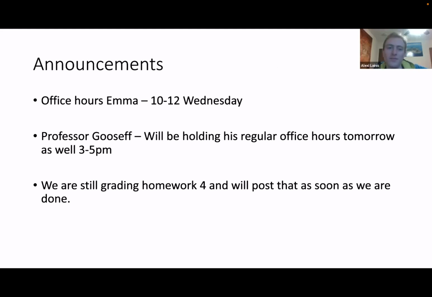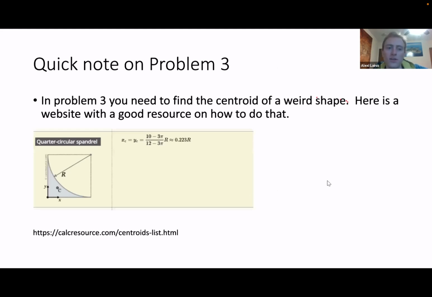Cool. All right, here's just a quick note on problem 3 of the Wiley problems on the homework. You have this weird shape of water that's like the leftover from a quarter circle, and you need to find the centroid of that. In Cal 2, you learned through calculus how to do something like this, but that's not really necessary for this class. So here is a good resource to look up.